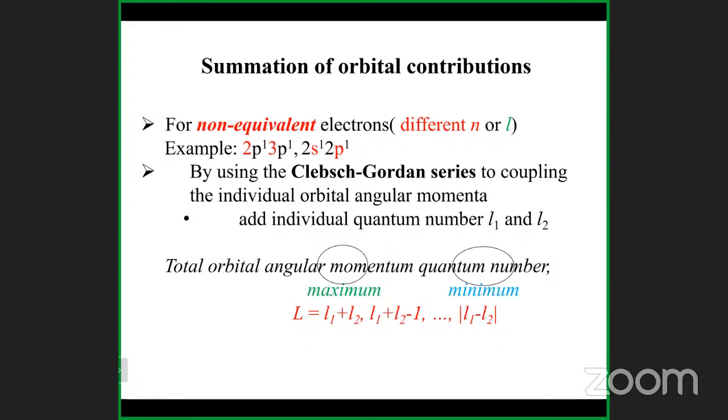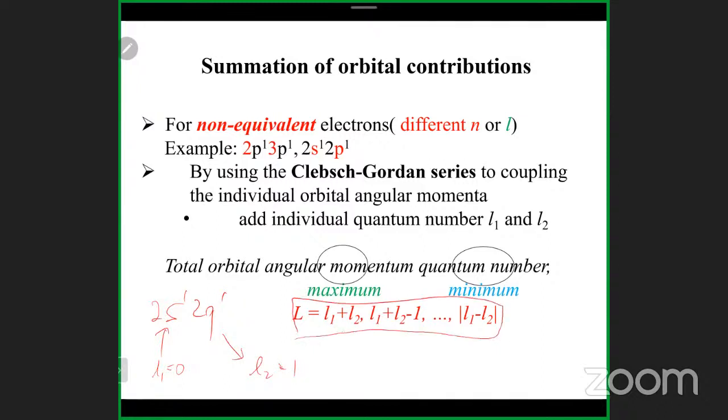Okay, so we have two non-equivalent electrons like 2p1 and 3p1, for example. So what we have to do is add the individual quantum numbers of each electron. For example, if we have 2s1, 2p1, that's easier to think about. So you have 2s1 and 2p1. You have electron number 1, which is in 2s. L1 is equal to 0, right? For 2p1, this electron, L2 is equal to 1. Then we add the electrons this way.